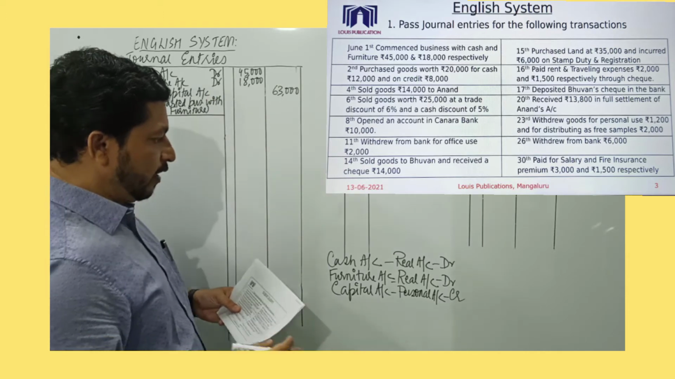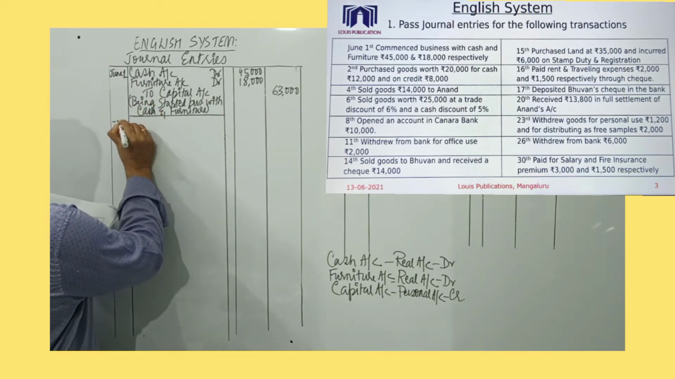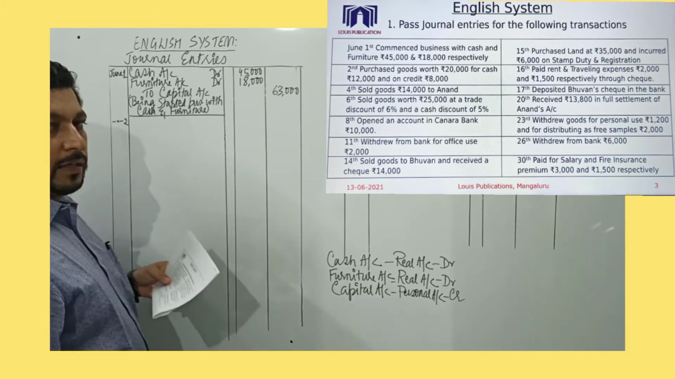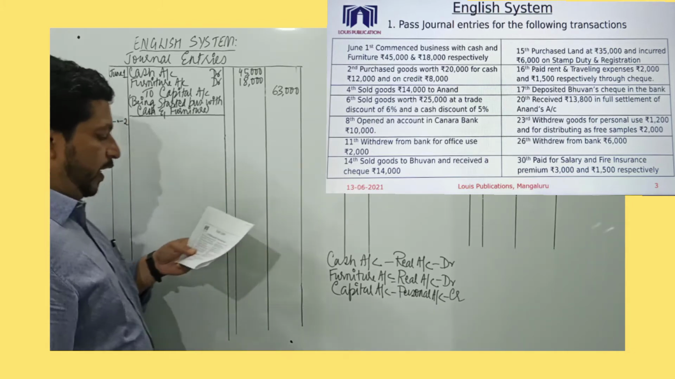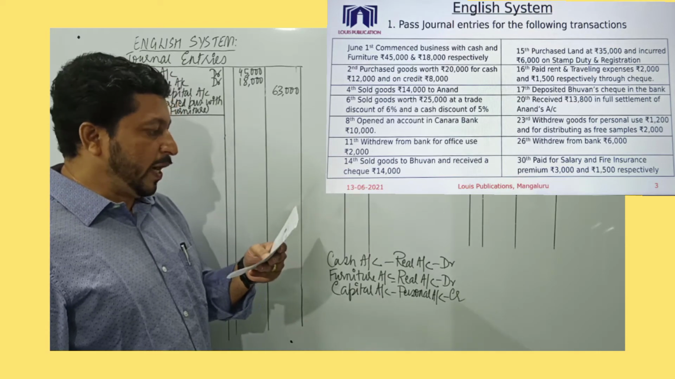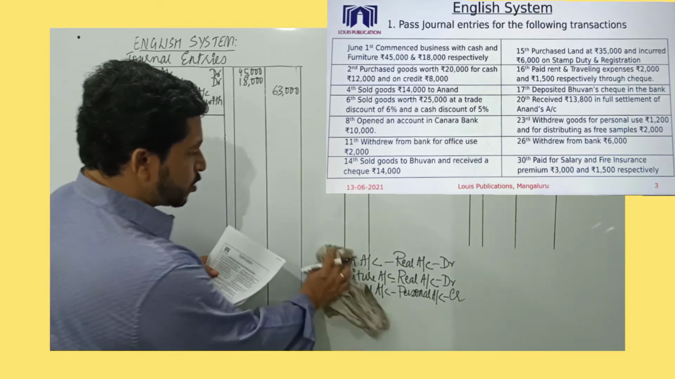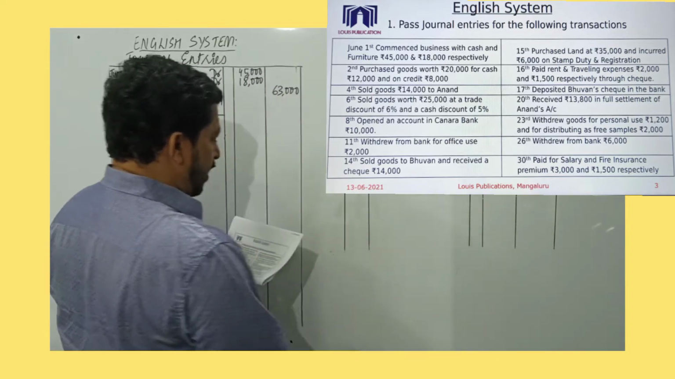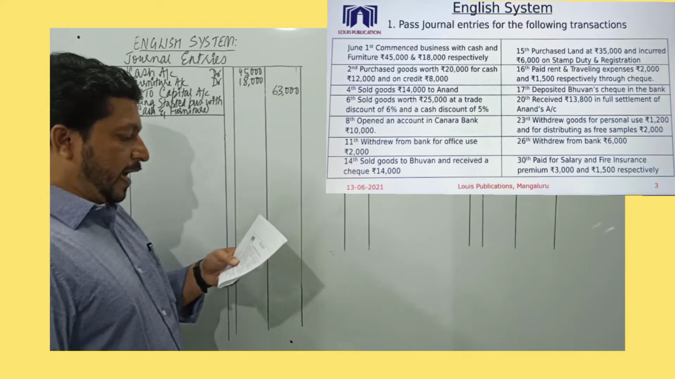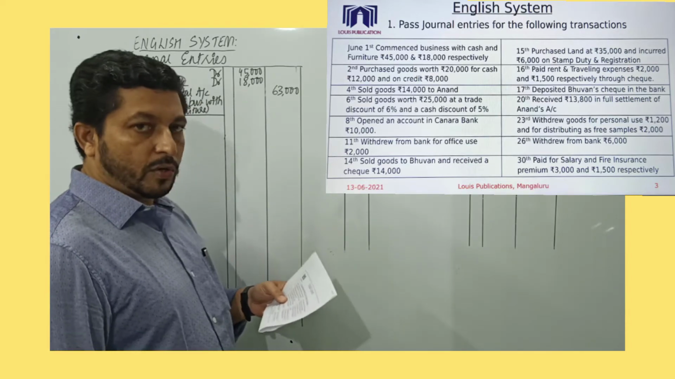Remember this. Alright, so let's move to the second transaction. The date is given as June. I don't have to repeat the month once again. I write 2 indicating June 2nd. Purchased goods worth rupees 20,000, for cash rupees 12,000 and on credit 8,000 rupees.